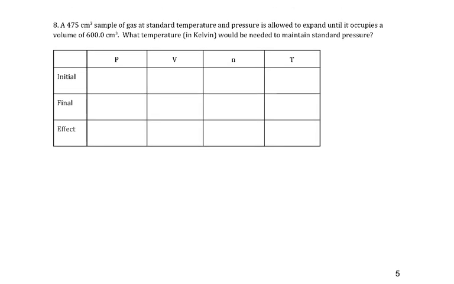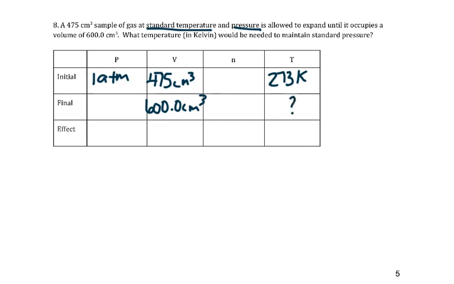So a 475 centimeters cubed sample of gas at standard temperature, 273. Remember, that's something we have to know. You can revisit it on the very first page with all the notes. And standard pressure, so 1 atmosphere, is allowed to expand until it occupies a volume of 600 centimeters cubed. What temperature, so we'll put our question mark there, would be needed to maintain that standard pressure?